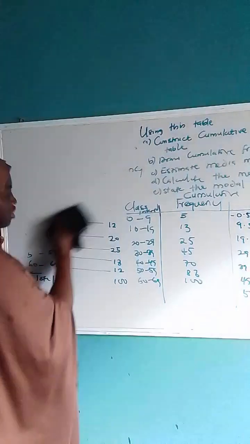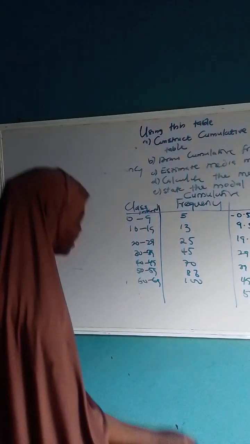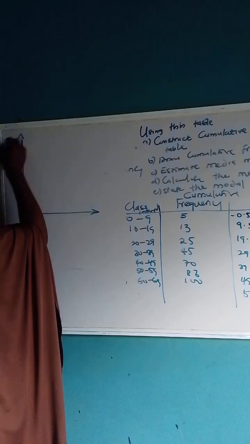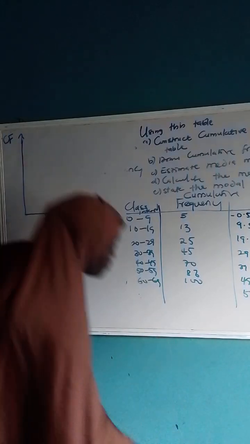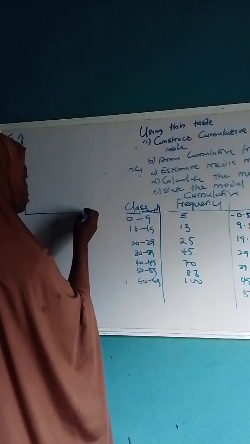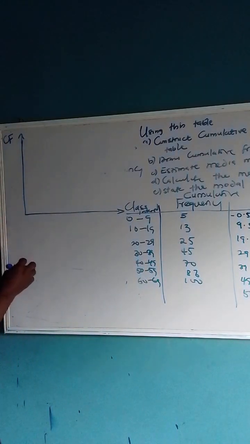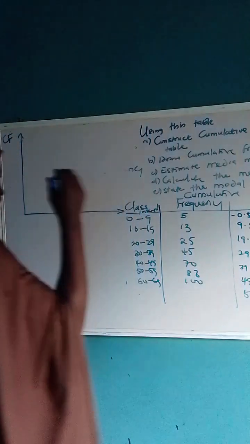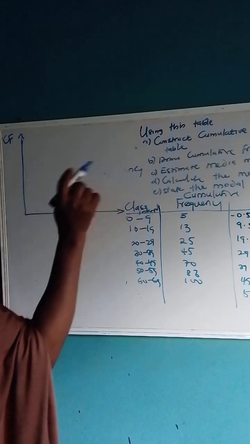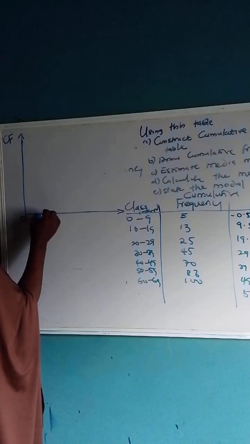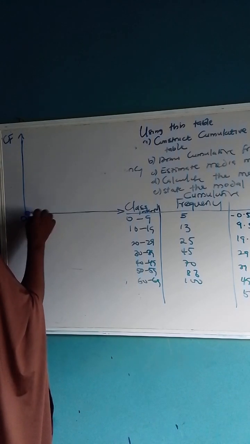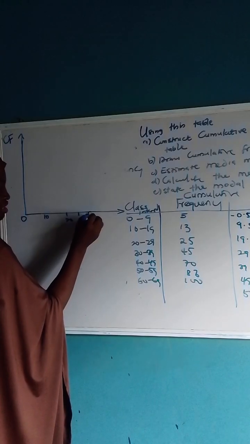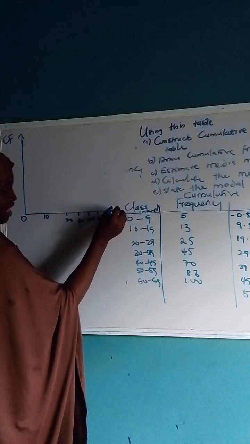For your vertical axis, you are going to draw the graph. So now let's go for the vertical axis. This is the vertical axis. You have your cumulative frequency, and for your horizontal axis, you have your upper boundary. If you look at the difference between the upper boundaries, it is a difference of 10. So this is our 0, this is our 10, 20, 30, 40, 50, 60, and 70.